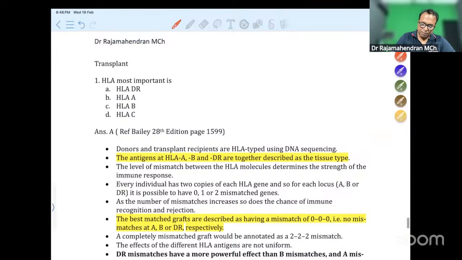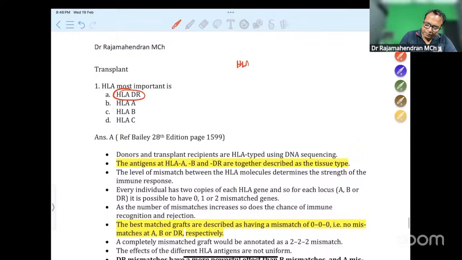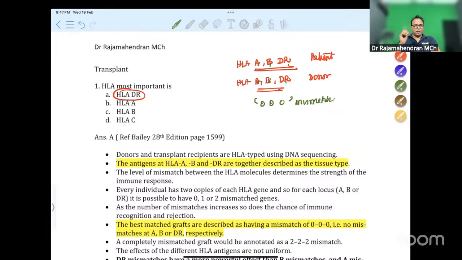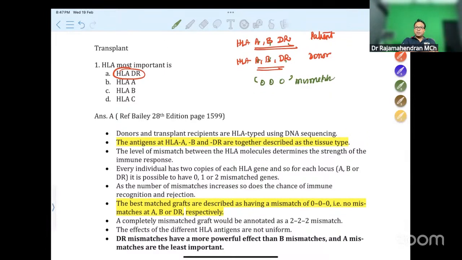So HLA, most important is DR. Please don't forget. See, there is HLA A, B, DR. Only these 3 matches we are seeing now. So HLA A, B, DR of the patient, HLA A, B, DR of the donor. In this, most important is DR. If there is no mismatch between any of these, we call it 0-0-0 mismatch. 0-0-0 mismatch is an ideal organ. The best matched grafts are described as 0-0-0 mismatch. This is from Bailey and Love, not from any other book.